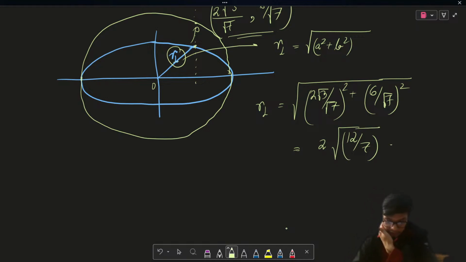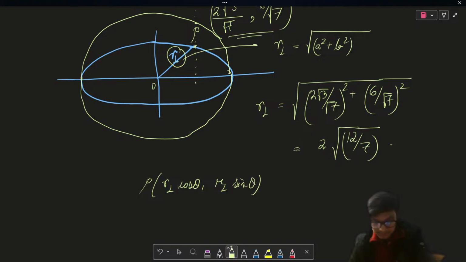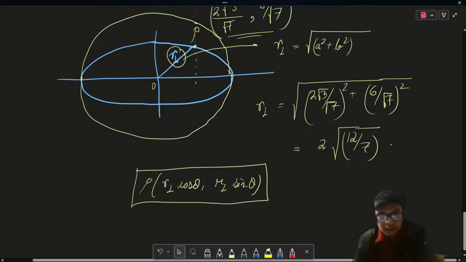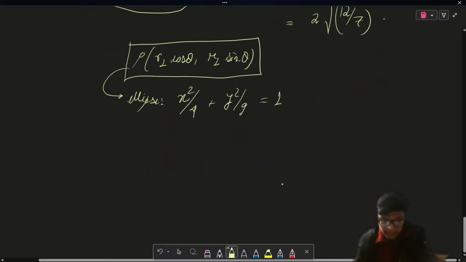Now if I say that this given point P is in terms of polar coordinates, where r1 is the radial distance, it is given as (r1 cos theta, r1 sin theta). If the point P lies on the ellipse, then it must satisfy the ellipse equation. So if I substitute this in the ellipse equation, which is basically x square upon 4 plus y square upon 9 equals 1, and simplify it, what will I get?